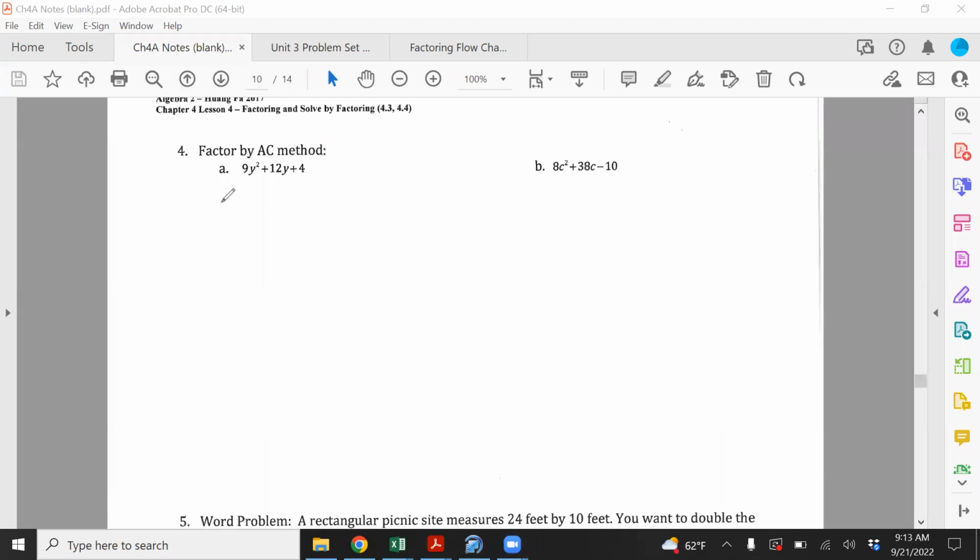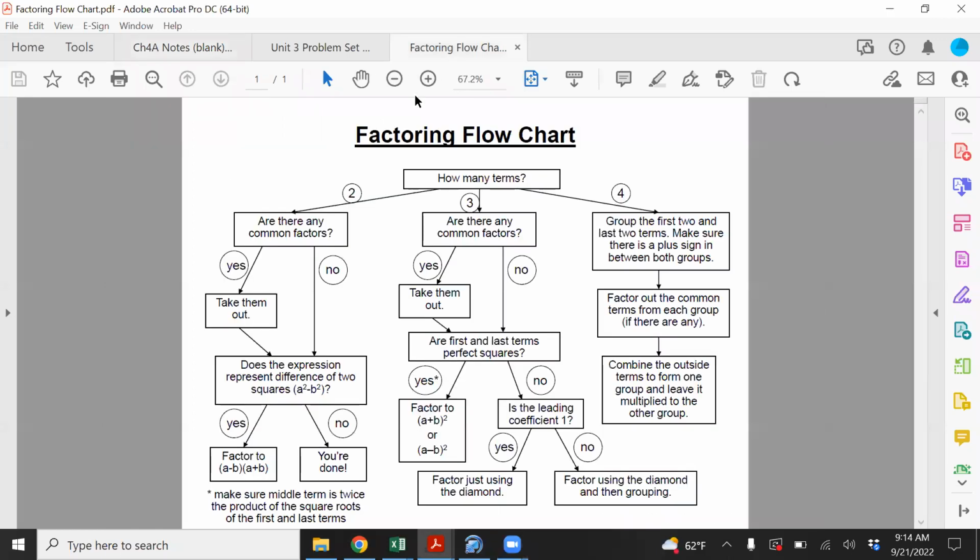Okay, so let's look at this one right here. Actually, let me come back to my flow chart. Let me show you how to use the flow chart. Right now I have 3 terms: 9y squared plus 12y plus 4. Is there anything common among these 3? No, nothing actually. That's okay, no worries, we'll go down this way.